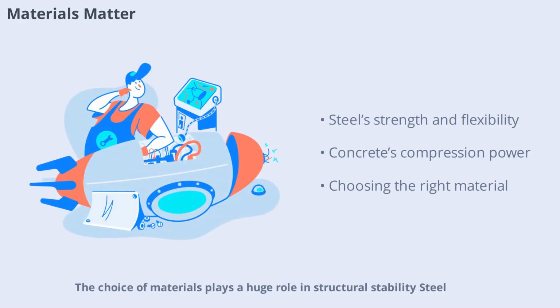Choice of materials plays a huge role in structural stability. Steel, concrete, wood, and composites each have unique properties that affect how a structure responds to stress. For example, steel is strong and flexible, while concrete is excellent in compression but weak in tension. Engineers select materials based on the demands of the project, ensuring that each component can handle the expected loads. This careful selection is crucial for safety and longevity.